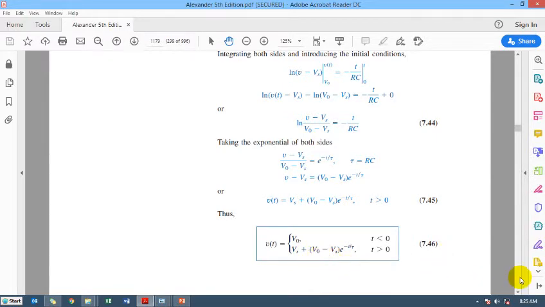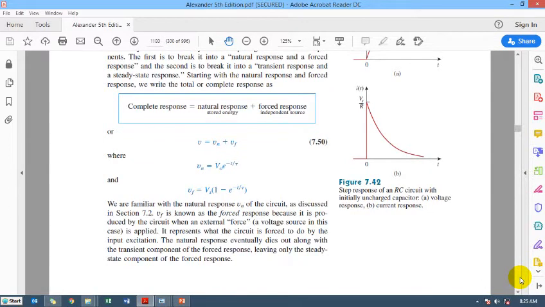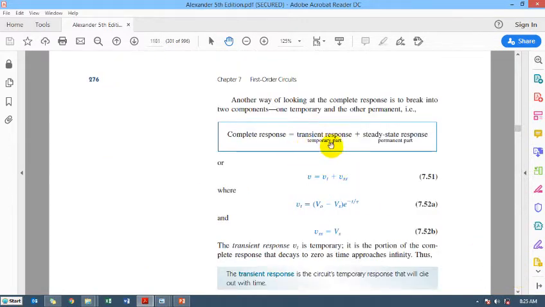One more classification is transient response and steady state response. The transient response is the bracket term with the exponential, and the steady state response is the response that will keep going on after the transient response has died out. So the steady state response is given by this, and the transient response is the bracket term with the exponential.